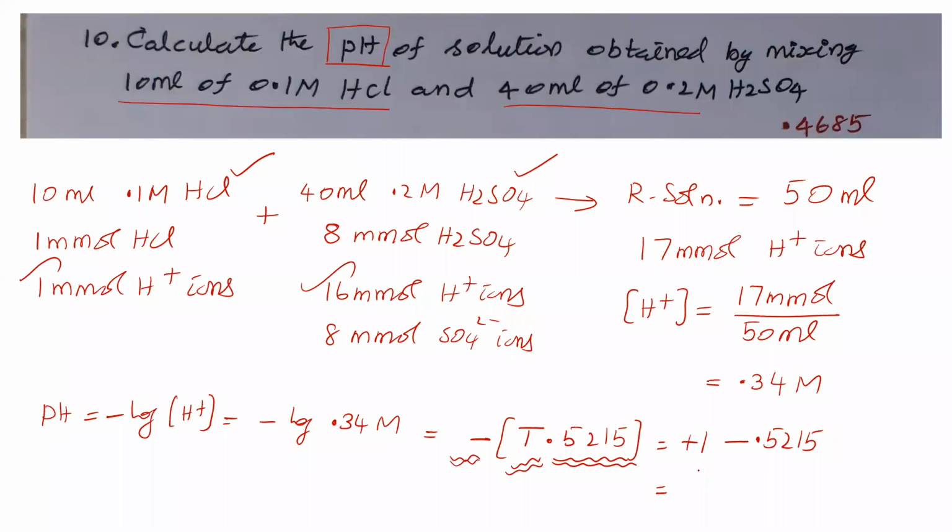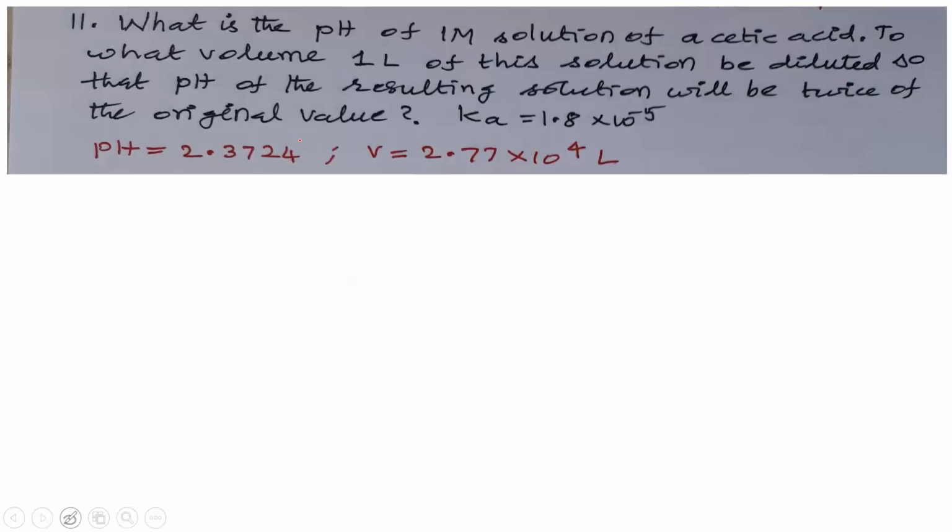Now we are subtracting. We are getting the pH of the solution, that is 0.4685. So we got the pH of the solution as 0.4685 for this case. Okay, so for this we have found the pH. Next we are going for the next sum.